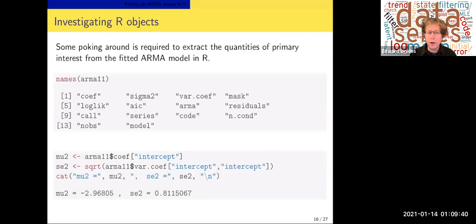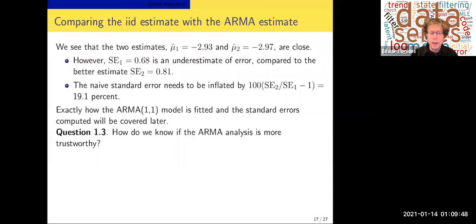And so there we are, we have mu2 and SE2, but now we have them in a form that can be plugged into the report. Now we can compare the IID estimate with the ARMA estimate. One thing we see is that the estimates mu1 hat and mu2 hat are really very close. They only differ a little bit in the third significant figure.